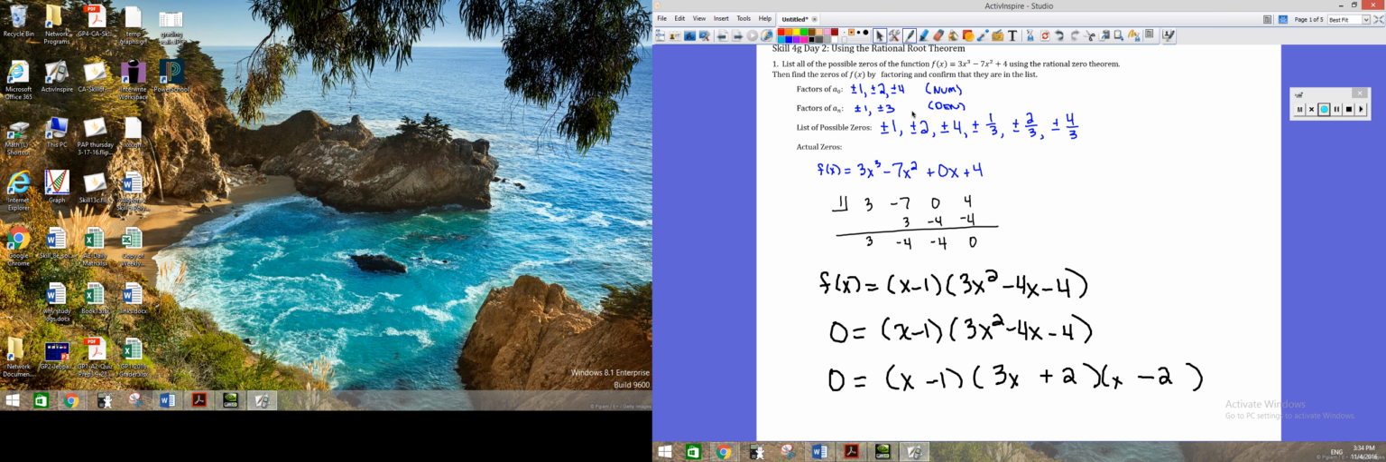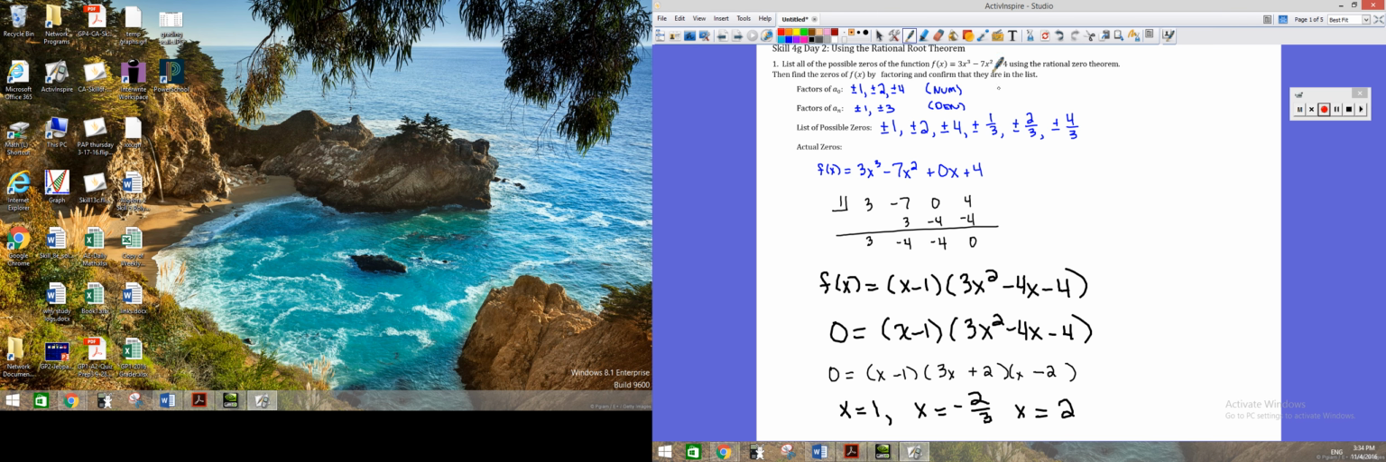Now, if that was too quick for you, you can do the x method. So maybe I should do that in just a second here. We have answers of 1, we have answers of negative 2/3, and we have answers of 2. It was a third degree expression. I found 3 zeros. I found all of them.